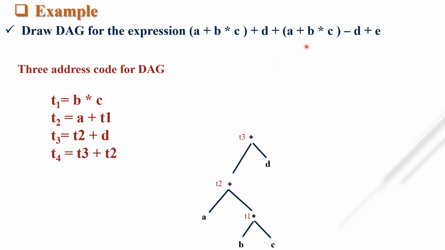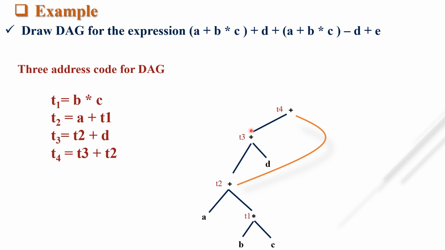So what is our T4? We have to add A plus B into C plus D with this A plus B into C. This sub expression is evaluated and stored in T3. Now we have to add this T3 with A plus B into C, which is already evaluated and stored in T2. So T4 equal to T3 plus T2. We draw the arrow on the right hand side because this expression is on the right hand side.